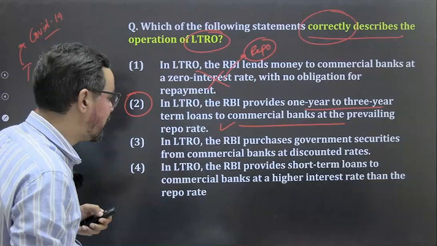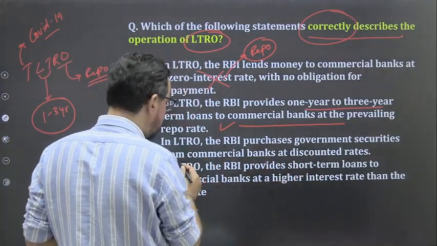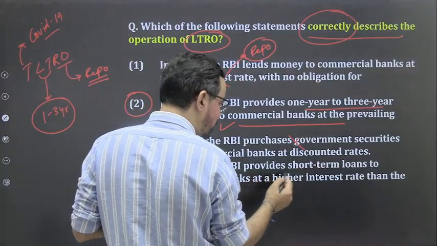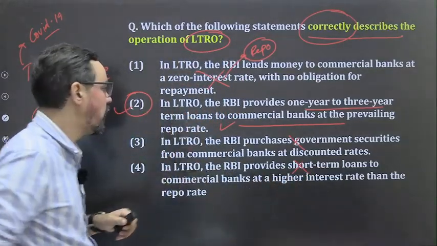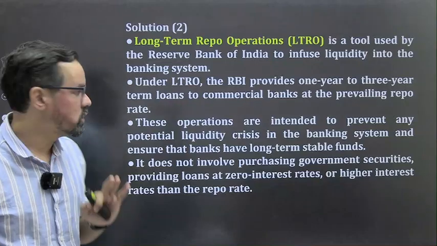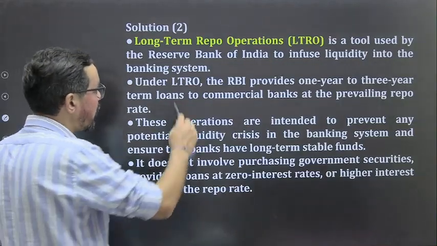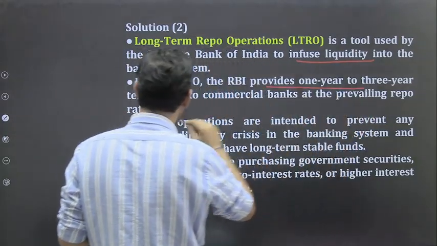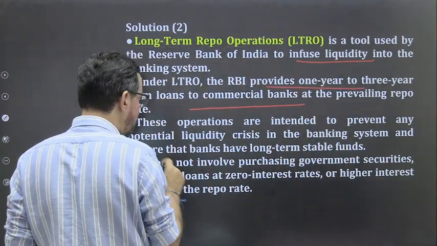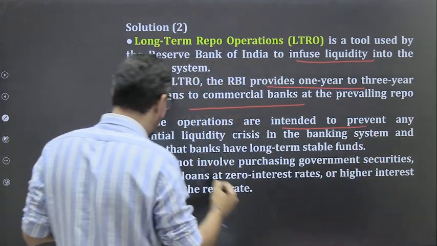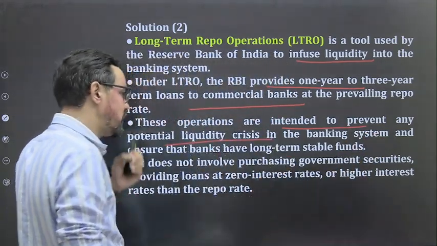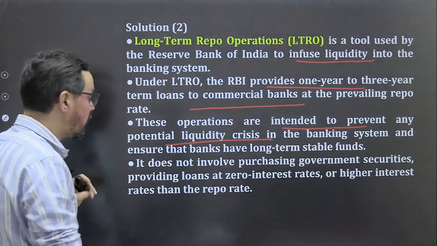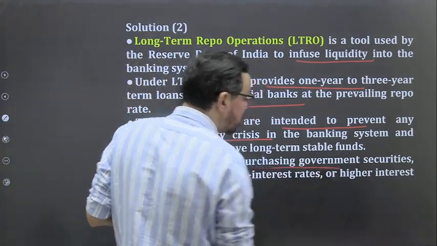In TLTRO, RBI purchases government securities from commercial banks at a discount. No. TLTRO, RBI provides short term. No. ठीक है, तो क्या होगा करेक्ट आंसर आपका? Option 2 will be the right answer for this particular one. ठीक है, so infuse liquidity into the banking system. Under TLTRO, RBI provides 1 year to 3 years loans to commercial banks at repo rate. These operations are intended to prevent any potential liquidity crisis in the banking system and ensure that banks have long term stable funds, ठीक है. It does not involve purchasing, ठीक है.